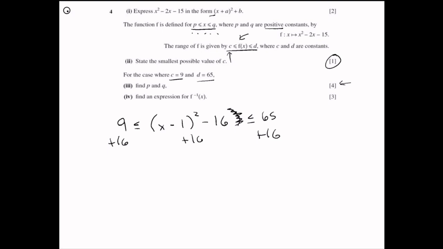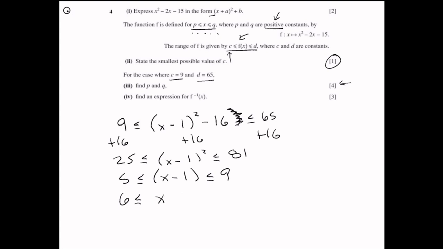9 plus 16 is 25. So 25 is less than or equal to x minus 1 squared, which is less than or equal to 65 plus 16, which is 81. The square root of both of those gives 5 less than or equal to x minus 1 less than or equal to 9. We know these have to be positive numbers because it says they're positive constants. If not, we'd have to separate it into positive and negative and figure out which one to go with. Now we add 1 on all sides. So 6 less than or equal to x, less than or equal to 10. And that is what we got last time.